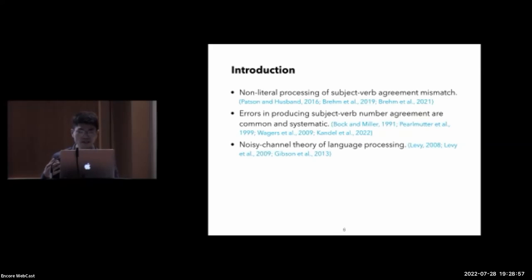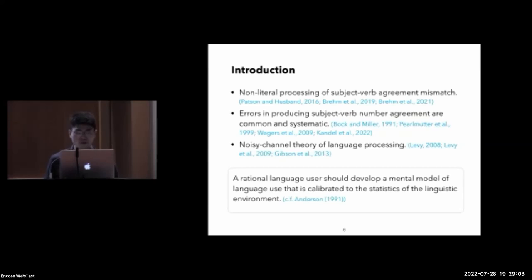So building upon this previous empirical literature and these theoretical ideas, in this work we advance and propose another theoretical idea: if language comprehension behaviors can be understood as performing noisy channel inference in a generative model, and if humans want to maximize their utility of decoding other people's intended message, then a rational language user should develop a mental model of language use that is calibrated to the statistics of the linguistic environment.